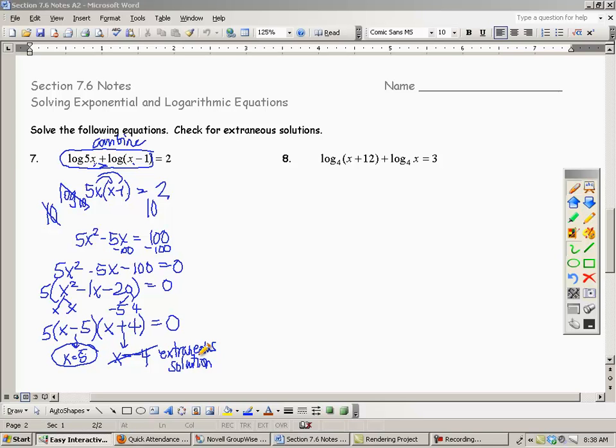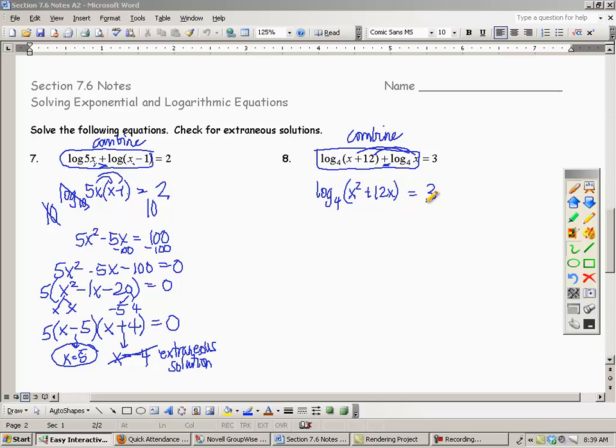Okay, so 8. Again, 2 logs on one side means combine. And because it's an addition, I know I've got to multiply. Now in this case, I'm actually going to multiply them to start. This x is going to go to both. So x squared plus 12x equals 3.